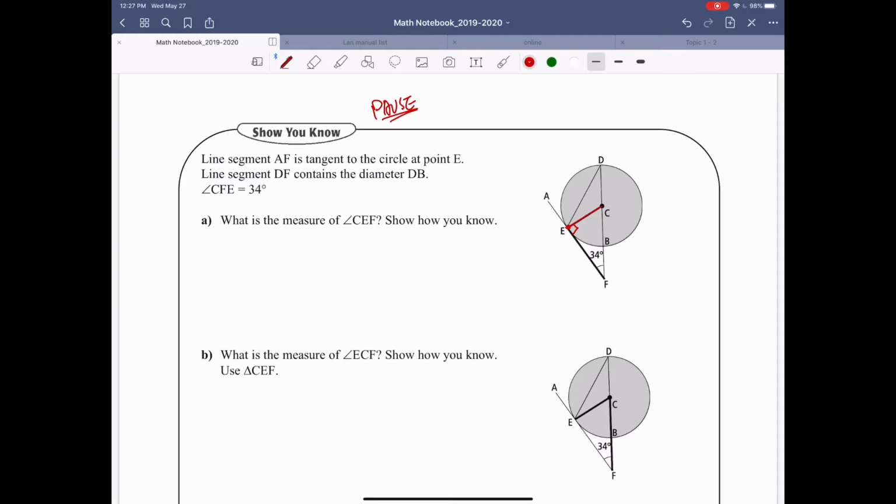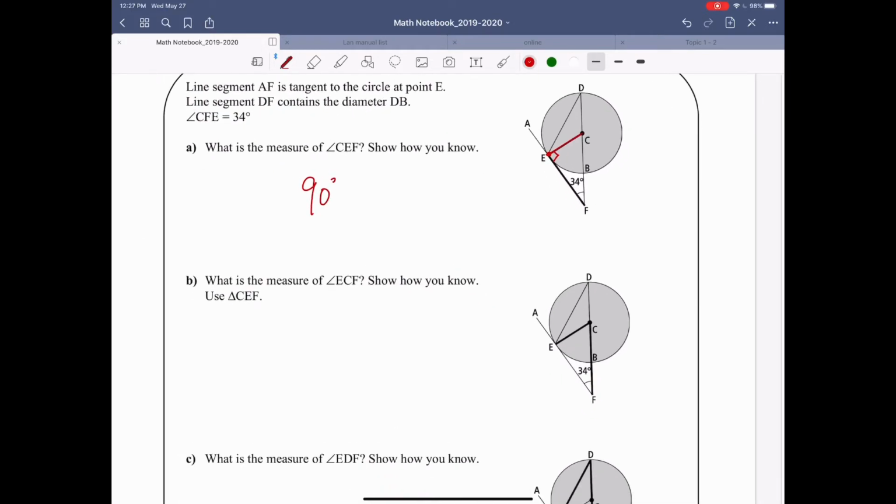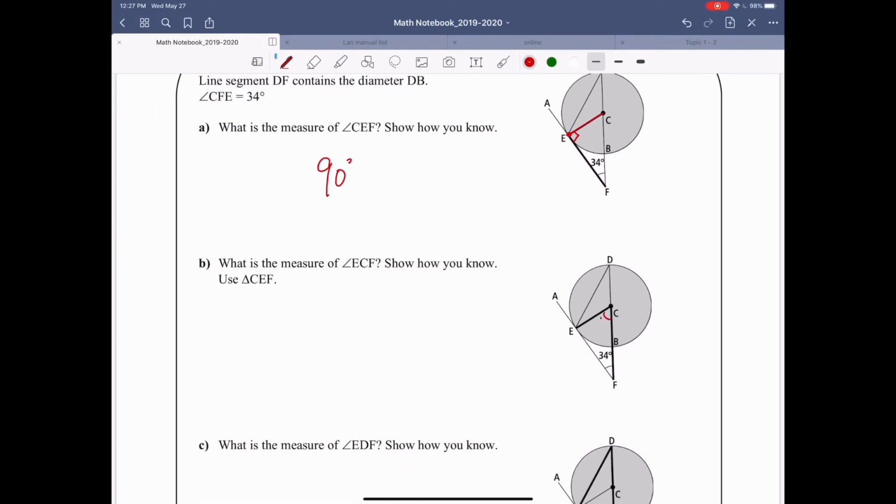What's the measurement of CEF? It's 90 degrees. We said that. What's the measurement of ECF? ECF, this one here. So we know this is 90 here. So it's basically 180 minus 90 minus 34, which will give you 56.